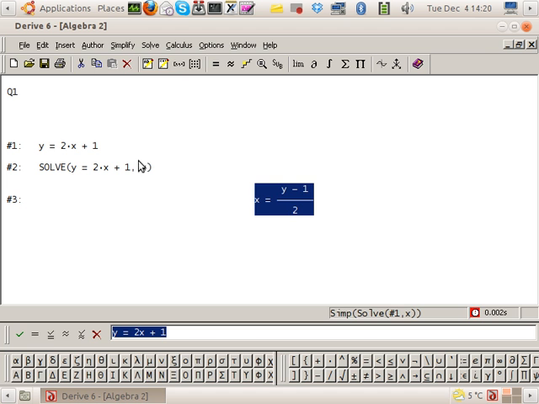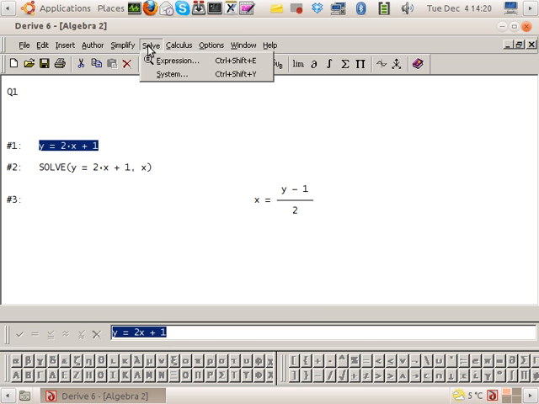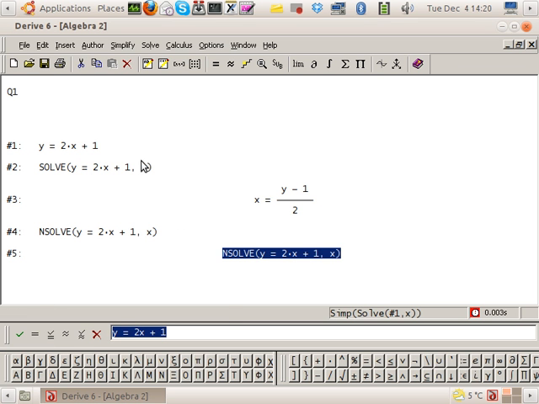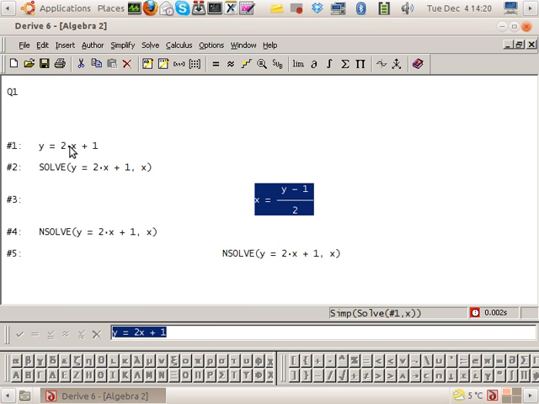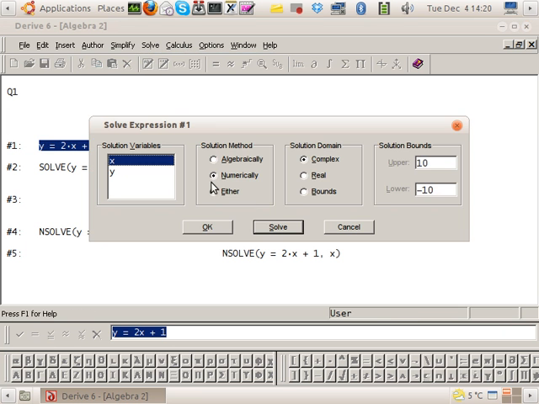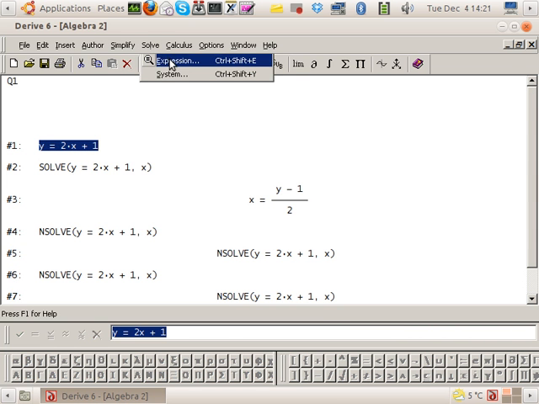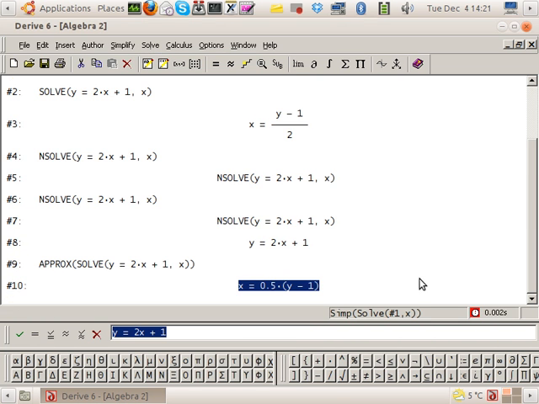Now, just so you know, if I was to do the other one, numerical, you see, it doesn't give me an answer here. And if I was to do the other one, either, it gives me an answer, but it's not quite as nice as this answer here. So my point is, if you're not sure which one to pick, try all 3 of them, and then just delete the ones you don't want. So you can just delete these now.